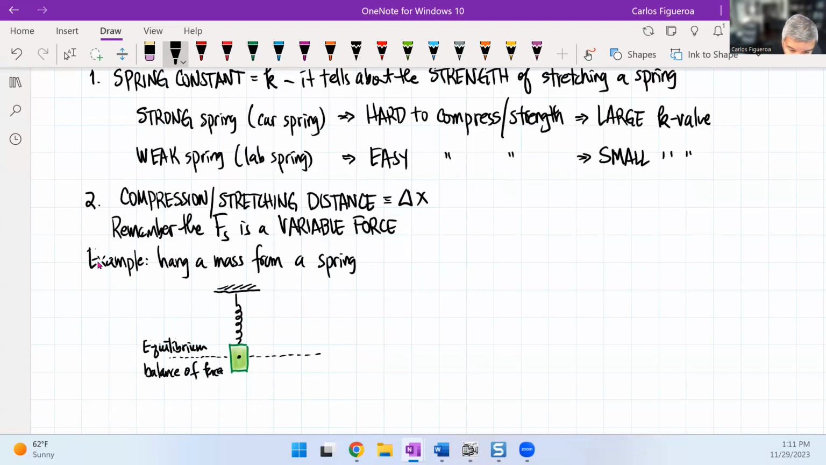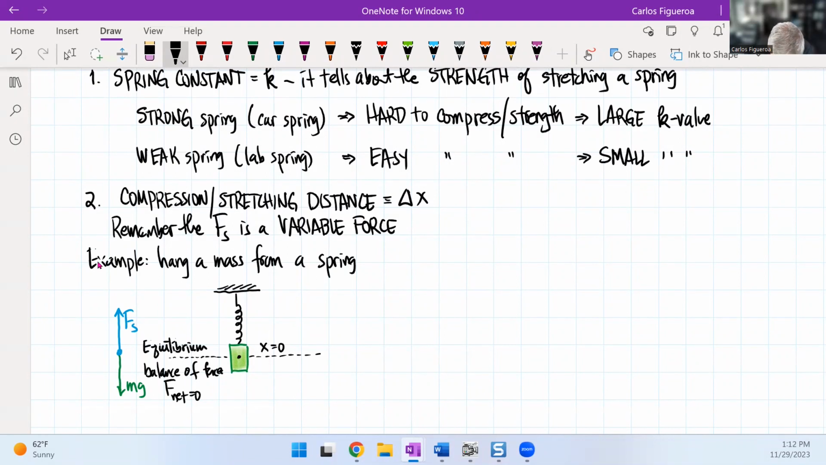So in this case, we're going to have a spring force that pulls up, and I'm going to say that this guy is going to be the force of gravity. So in this case here, we know that the net force here is equal to 0. At this point, this is what we call x equal to 0.